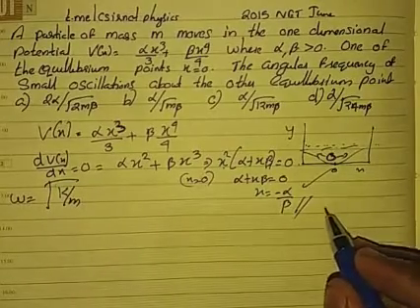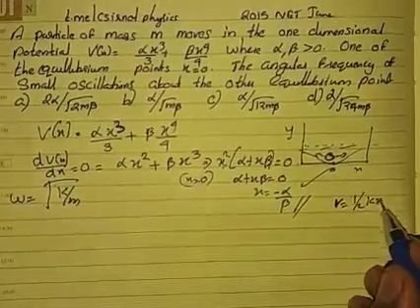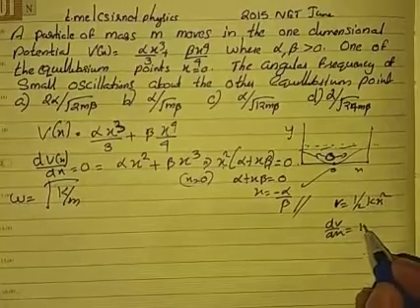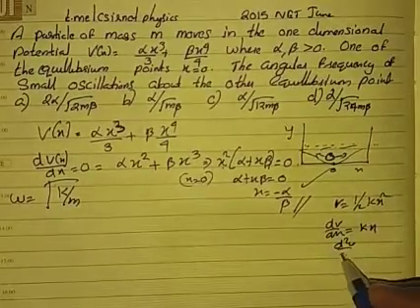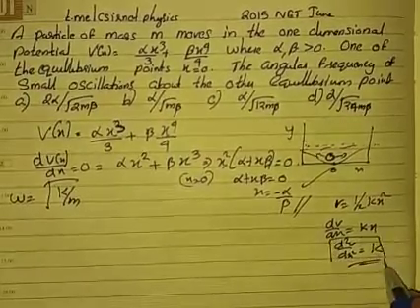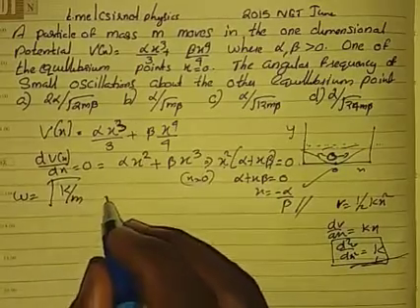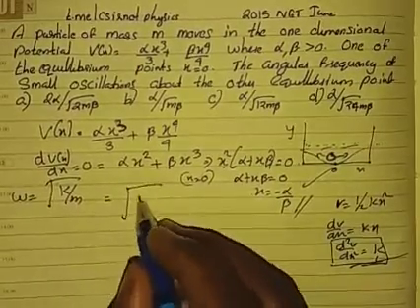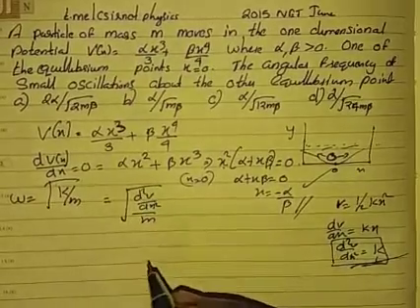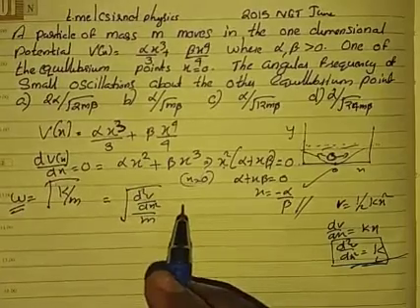You know that a potential energy can be written as half k x square. So dV by dx will be equal to kx, and d square V by dx square would be k. This is basic. This is all we need: d square V by dx square is equal to k. So you can substitute k with d square V by dx square, divided by m. That's an easy way to calculate omega, the angular frequency for small oscillations.